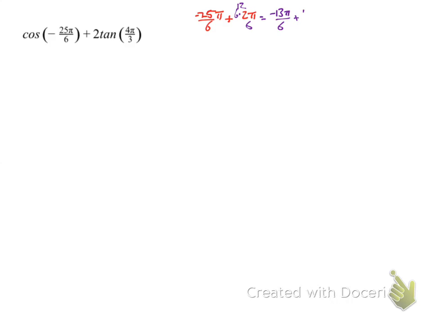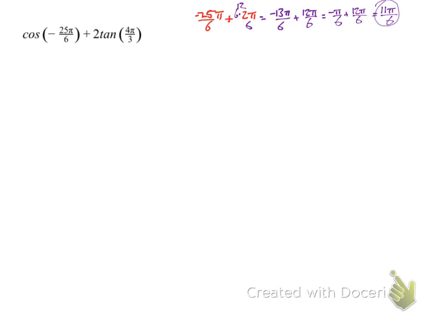Not enough. Add it again. 12 pi over 6. We already did the work, so why not just reap the benefits of that, right? Now, what's negative 13 pi plus 12 pi? So negative pi over 6. Maybe that's not enough yet, because I like to be within the unit circle. Add it again, which ends up being 11 pi over 6.